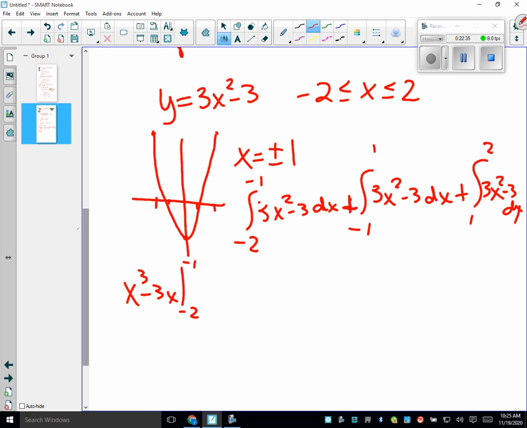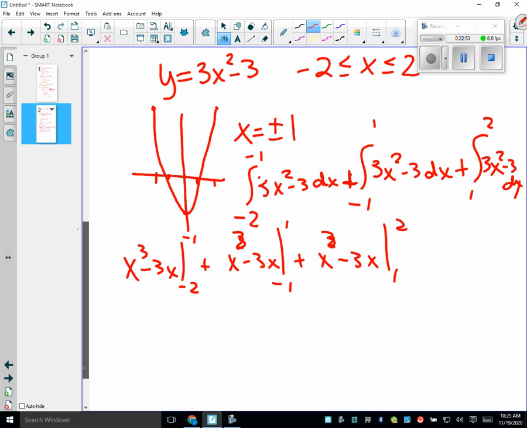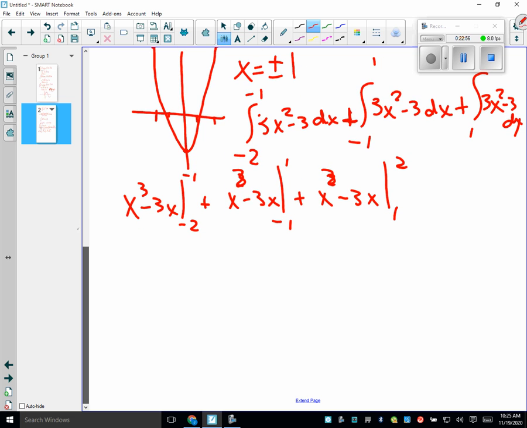Evaluate from negative 2 to negative 1. Then do it again from negative 1 to 1. And do it again from 1 to 2. Right? Now, is everybody where I am? I am there. I don't know how we got there. I'm confused on how we got all the numbers. Negative 2 to negative 1, negative 1 to 1. Where did that graph cross the x-axis?